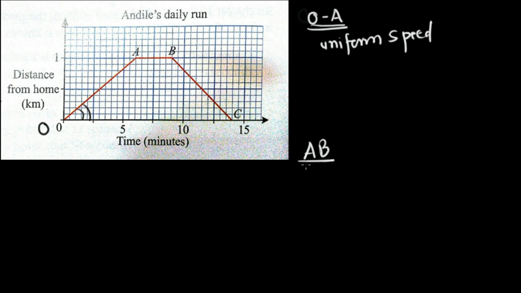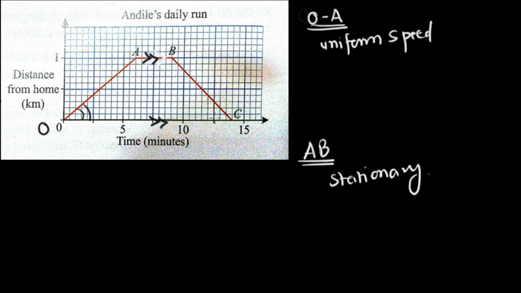From A to B, it's again a straight line, which is flatter. It's parallel to the time axis. So I can call the body stationary in this part. That's not a problem for me, because during A to B the body remains stationary.